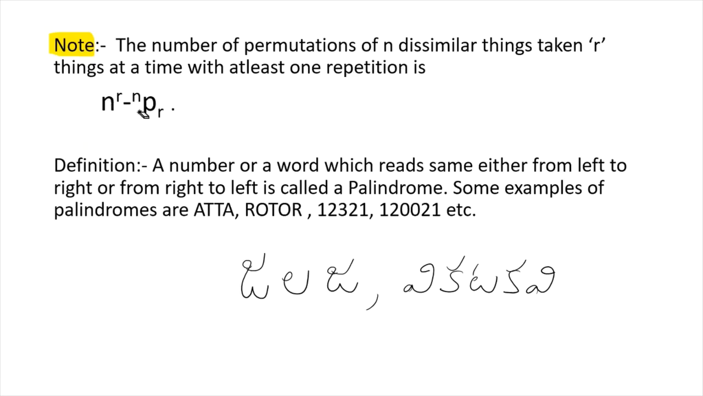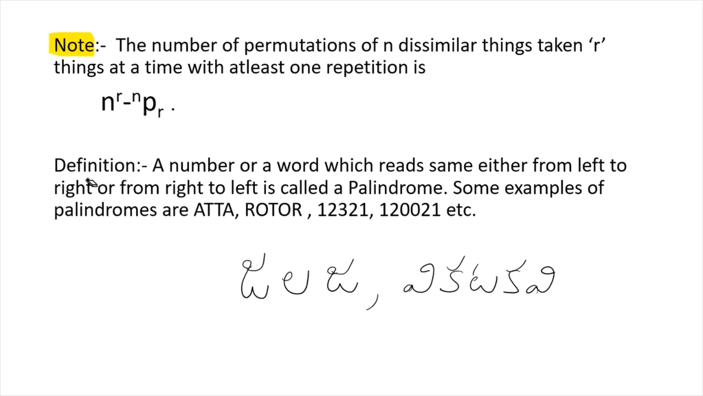n raised to r minus nPr gives the number of permutations of n distinct objects taken r at a time with at least one repetition. So without repetition, this is our number nPr. With repetition, we have n raised to r. With repetition, in the sense that you can repeat any number of times. Now with at least one repetition is going to be n raised to r minus nPr: the total number of permutations minus the number of permutations when repetitions are not allowed. Anyway, this is an easy result. You can just see it.